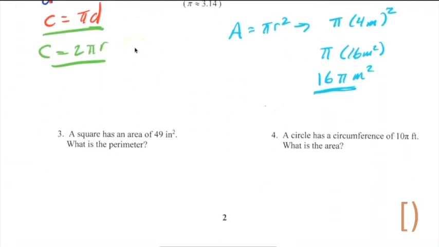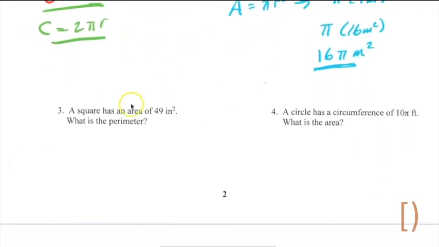Okay, let's finish this up. This is the last couple problems. A square has an area of 49 inches squared. What is its perimeter? First, let's write down what we know. So the area of a square is 49 inches squared. So area equals 49 inches squared. We want to find out what the perimeter equals.